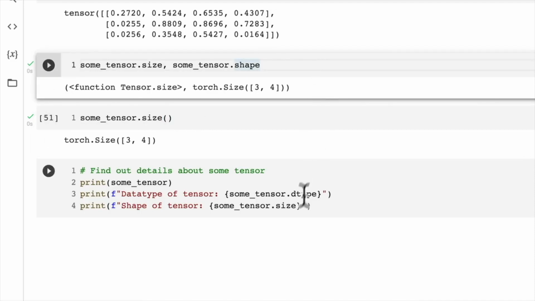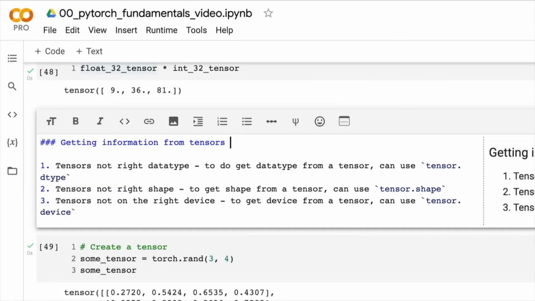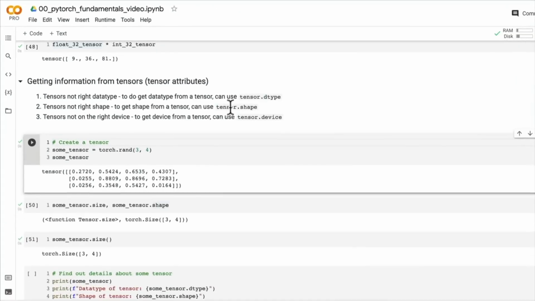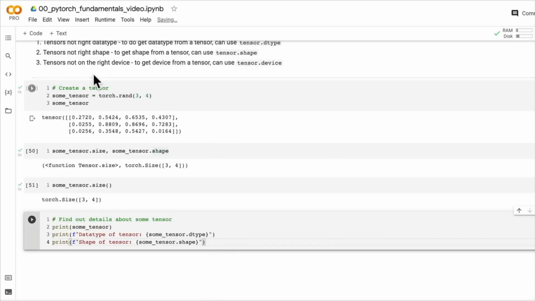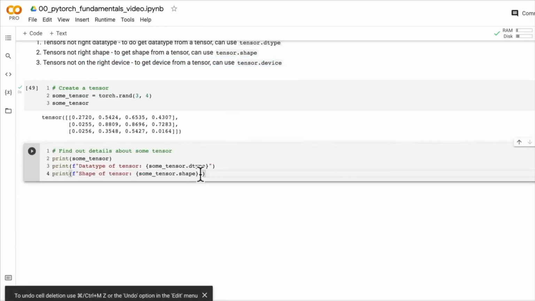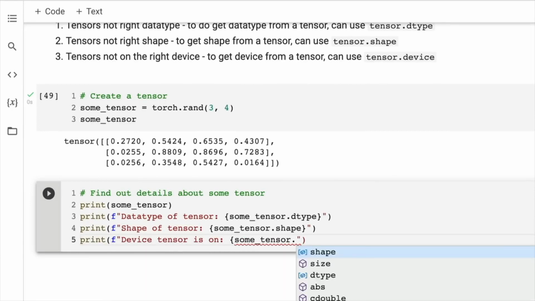So that's the difference. These are attributes here: dtype, size, we're going to change this to shape. Tensor attributes, this is what we're getting. I should probably write that down. This is tensor attributes. That's the formal name for these things. And then finally, what else do we want? What device are we looking for? Let's get rid of this, and then print f device tensor is on. By default, our tensor is on the CPU. So some tensor dot device.